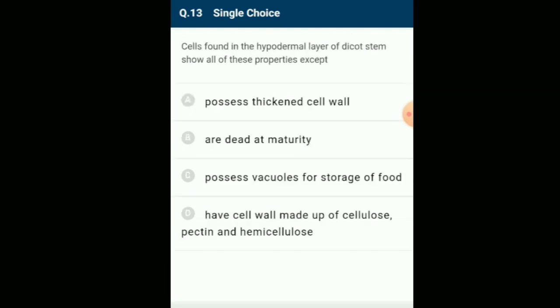Question number 13. Cells found in the hypodermal layer of dicot stem show all these properties except: collenchyma cells are polygonal or oval in shape. They have thickening of pectin in the cell wall along with cellulose and hemicellulose. The collenchyma cells are found in the hypodermal layer of the dicot stem. These cells have negligible intercellular spaces due to pectin deposition. Collenchyma is said to be the living mechanical tissue. So the answer is option B, dead at maturity.